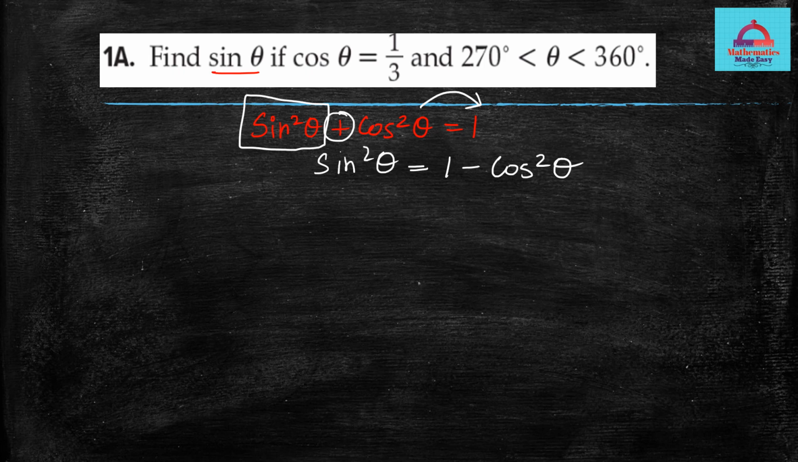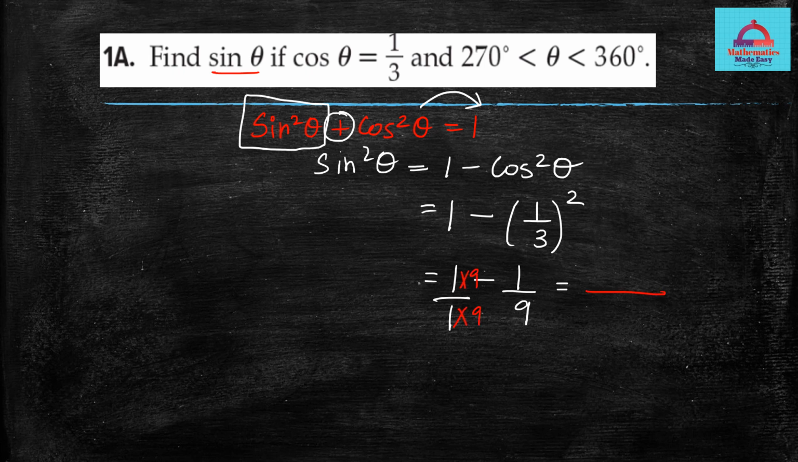Let's plug in 1 over 3, and there is a whole square. Open it, so this will become 1 by 9. Now you need to take the LCM, that means you need to make the denominator the same. For that, let's take this to be 1, and I'm going to make this denominator the same as 9. So for that, I multiply by 9 up and down. So this thing comes out to be 9 minus 1, so 8 over 9.